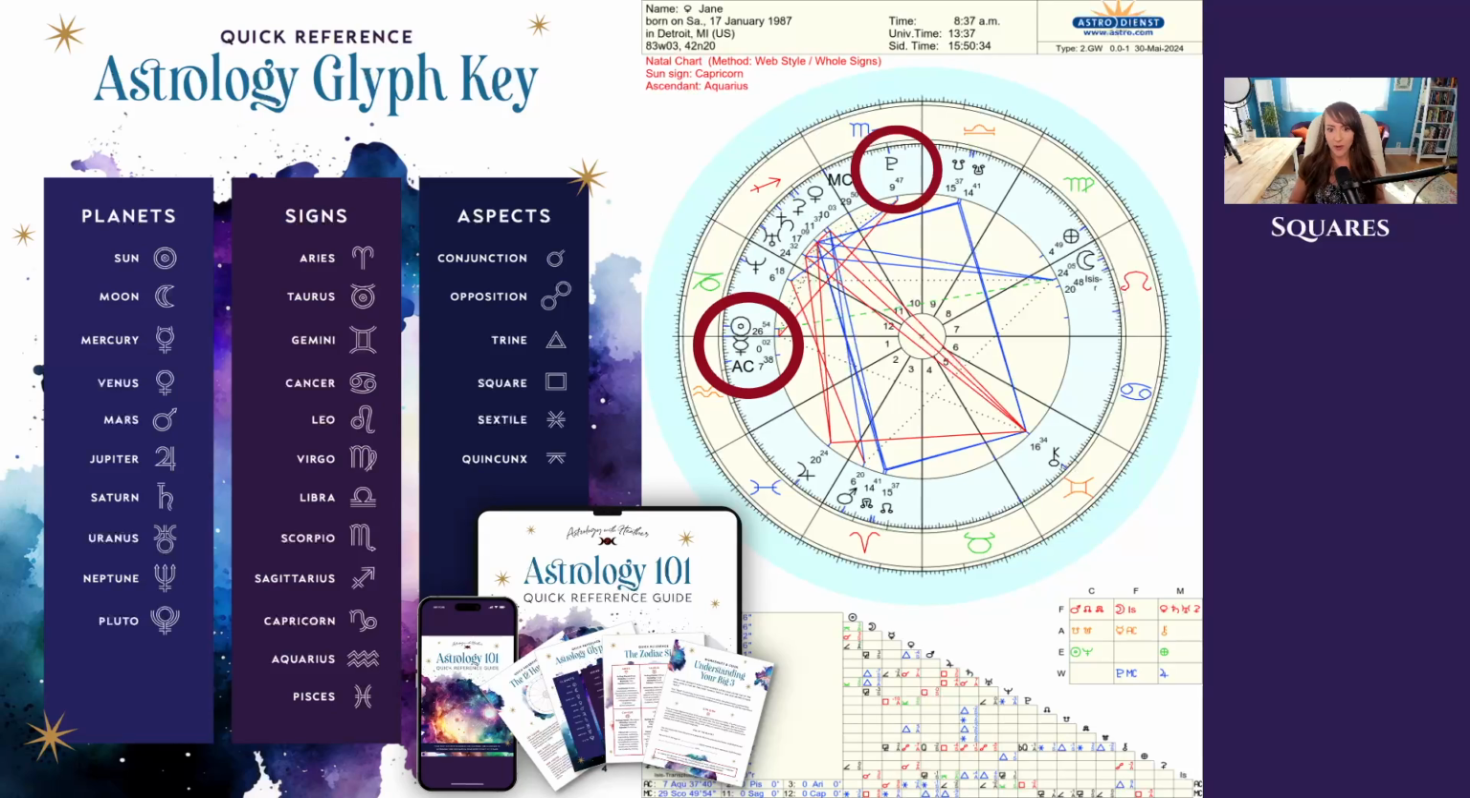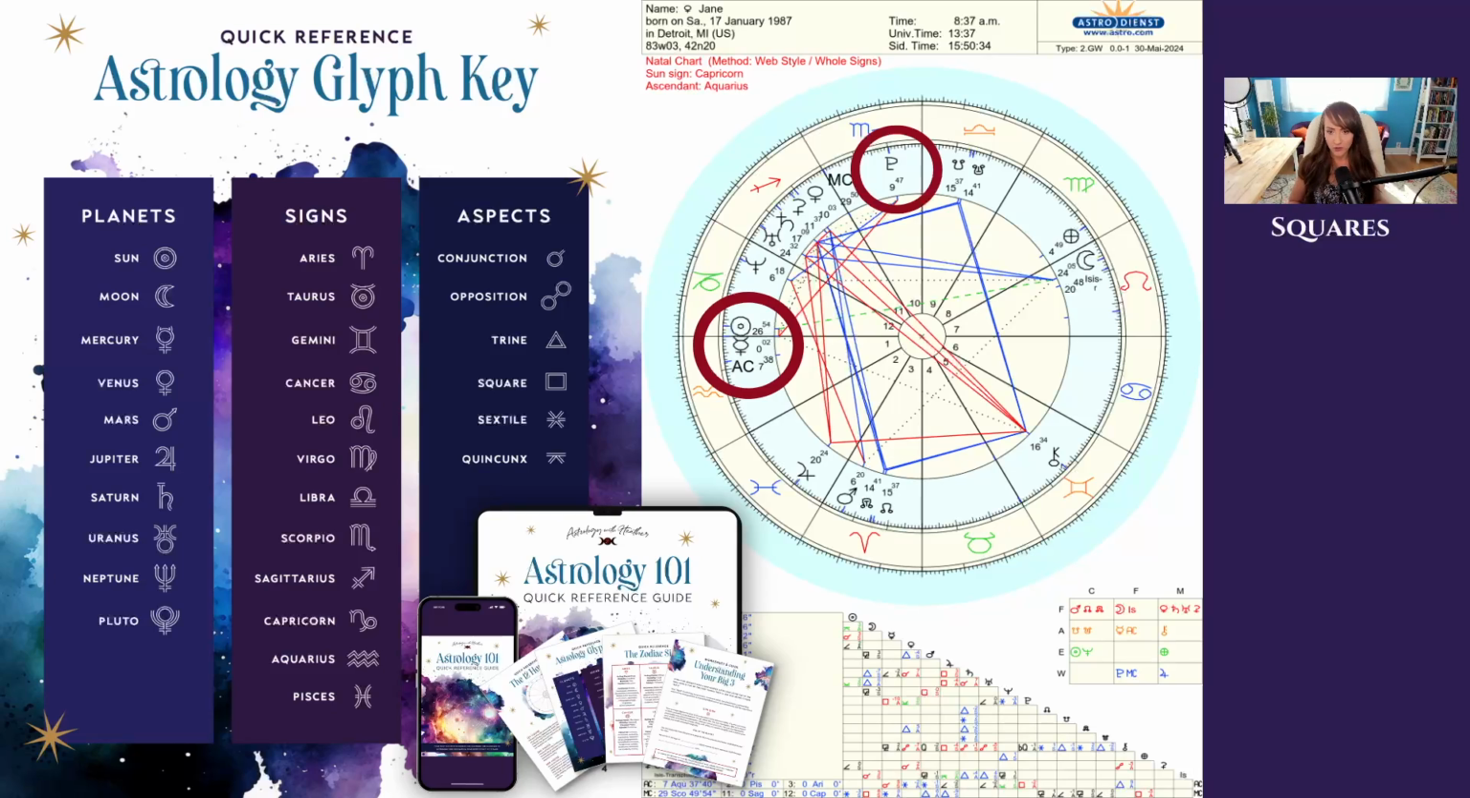Square aspects are represented by red lines in the birth chart. And squares are always going to be between planets that are 3 signs apart. So you can see that we have Aquarius here, and then if you go back to Capricorn and then Sagittarius and then to Scorpio, you're going to see that these planets are in square and these signs are in square with one another.